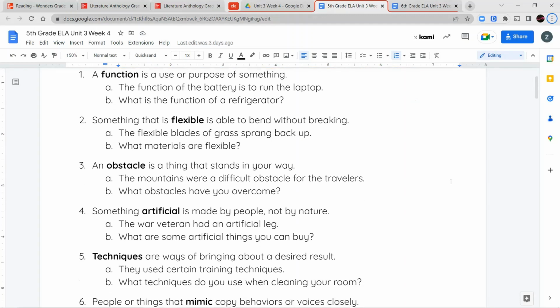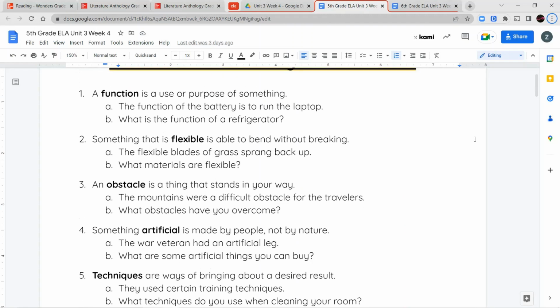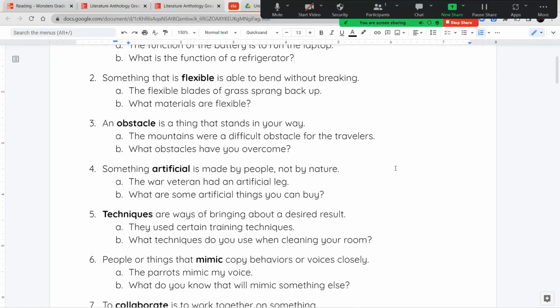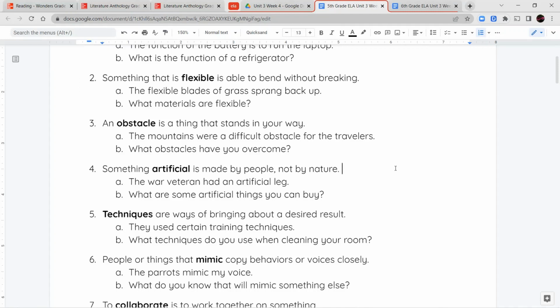Next, we have the word obstacle. An obstacle is a thing that is basically in the way. So the mountains were a difficult obstacle for the travelers. Or if you're thinking about, maybe after a storm, trees that fell down, those trees are an obstacle in the way. So it makes it hard for people to walk or drive in an area where things are in the way.